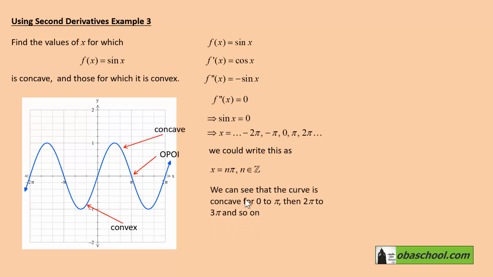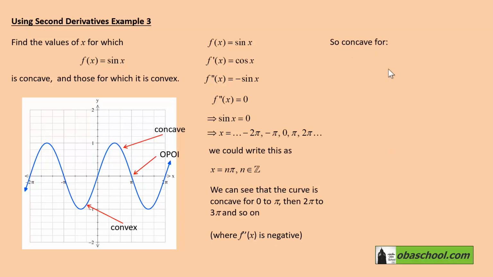We can see that the curve is concave for 0 to pi. So we can see that on the graph. And then it would be concave from 2 pi to 3 pi, and so on. So from even multiples of pi to odd multiples of pi, it's going to be concave. These are the points where the second derivative, of course, is negative.